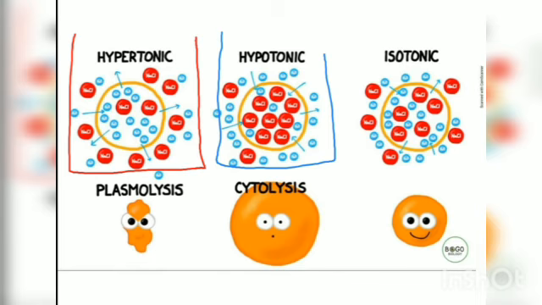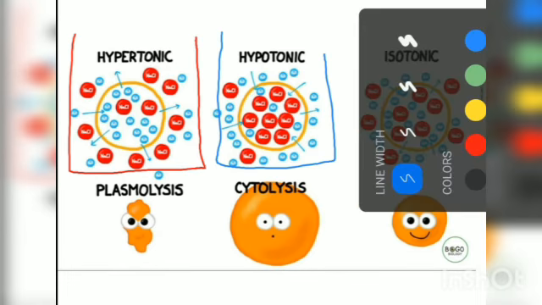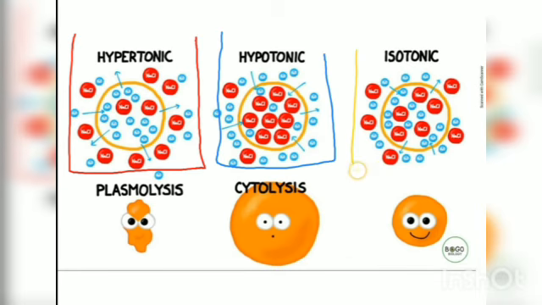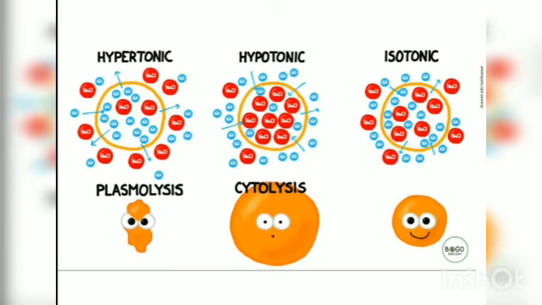Now come towards the last type of solution, that is the isotonic solution. What will happen? The cell will keep its volume unchanged, because there is an equal concentration of solute and solvent. If you compare the solution inside your cytoplasm as well as the outside environment, the concentration of solute and solvent in the outside solution is equal.